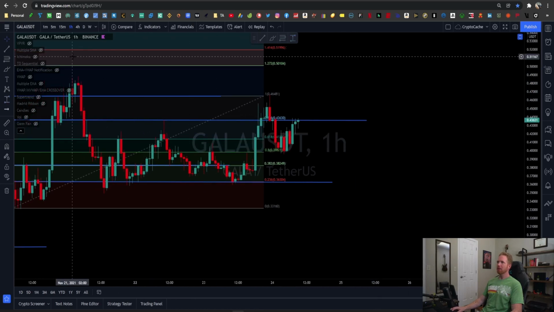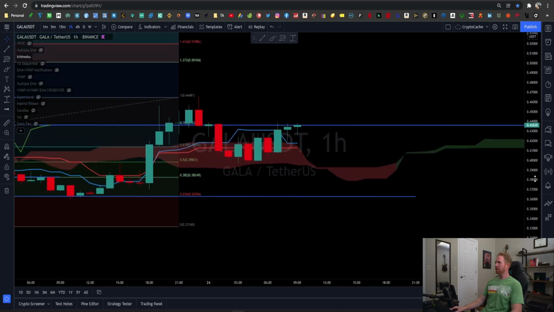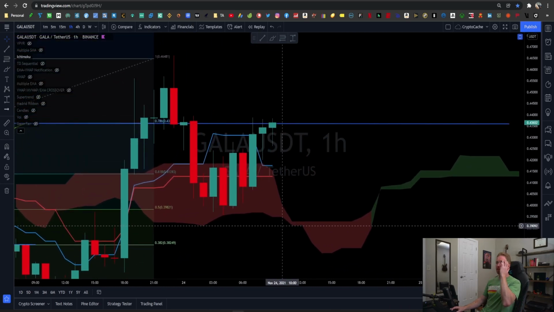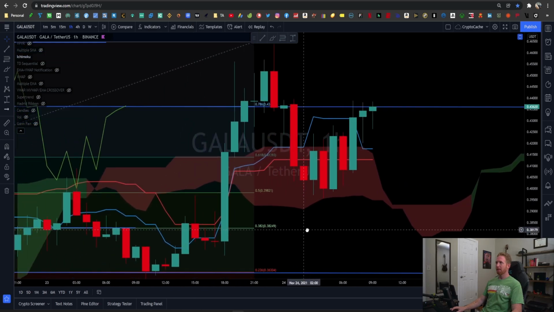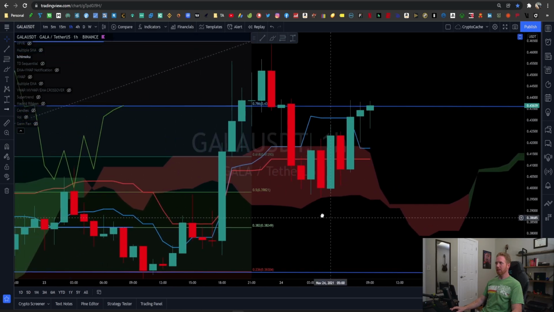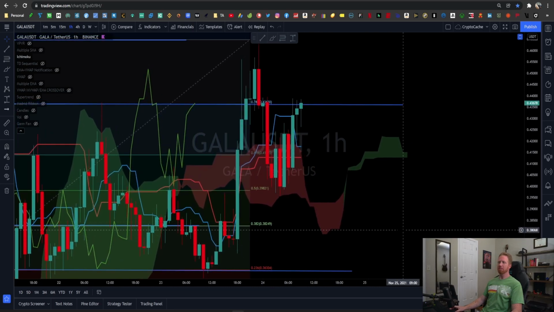Okay. Let's look at Ichimoku Cloud, see what's going on here. Well, we're back above the cloud. This is excellent news. We like to see the price above the cloud. The conversion line is above the baseline. That's also good news. The lagging span is behind. So in essence, we can say that the Ichimoku Cloud is giving us a buy signal right now.